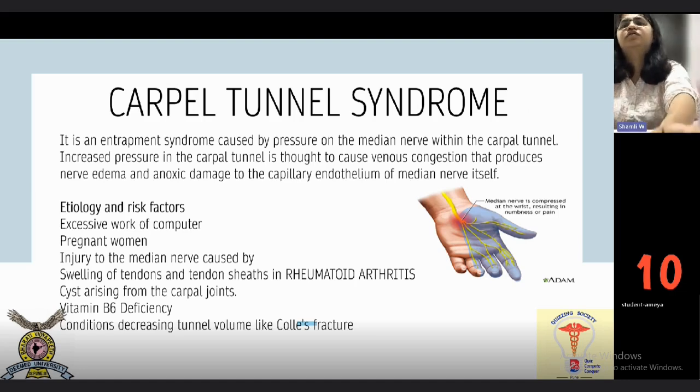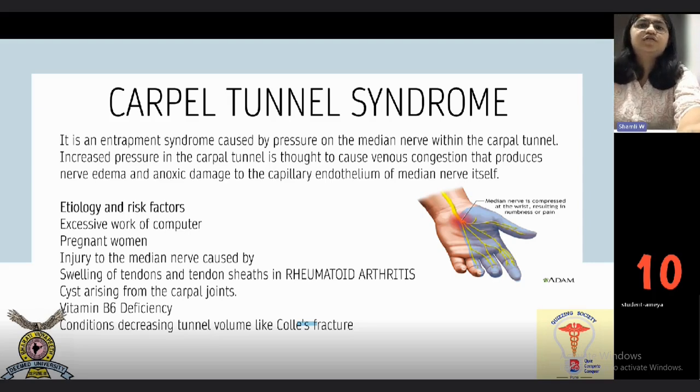With this basic knowledge of anatomy, we will try to understand what carpal tunnel syndrome is, the etiologies, causes, and the management in short. Carpal tunnel syndrome is an entrapment syndrome caused by pressure on the median nerve within the carpal tunnel. Increased pressure in the carpal tunnel is thought to cause venous congestion that produces nerve edema and anoxic damage to the capillary endothelium of the median nerve itself. This compression of the median nerve, as we can see in the diagram, causes loss of sensation and also some loss of motor activity and paralysis in this part specifically.